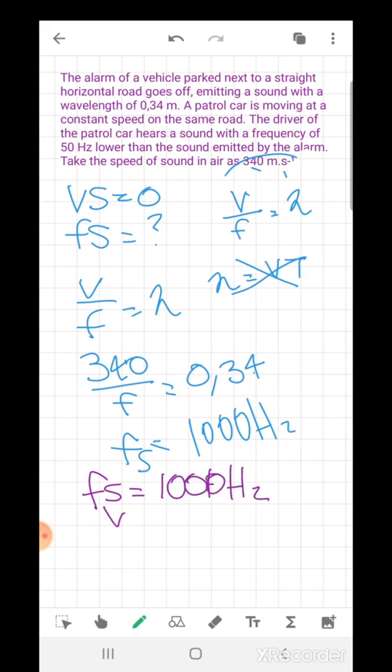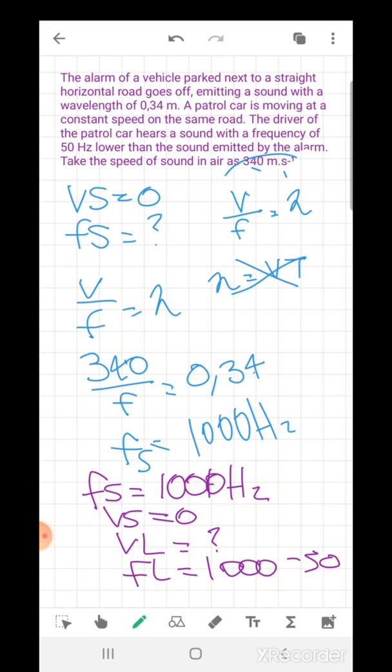And we worked out that the velocity of the sound source is 0. The velocity of the listener, we actually don't know this. And then what else did we work out? We worked out that the frequency of the listener is 50 hertz lower than the frequency of sound, so it's just going to be 1000 minus 50. And then we have our V, which is 340 meters per second. Now let's look at the question.